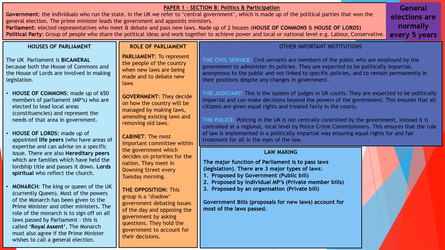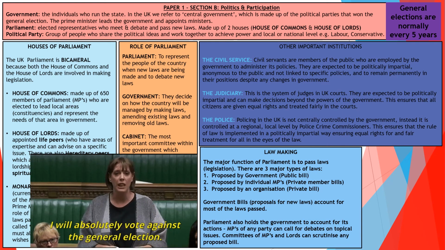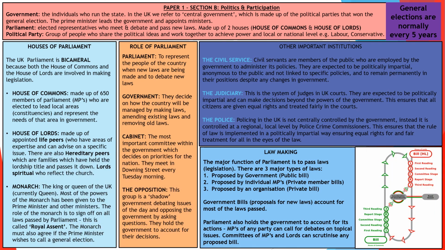Government bills, or public bills, are proposals for new laws, and again account for most of the laws that are passed. The Parliament also holds the government to account. So when a law is implemented or suggested, there are debates in which a law can be discussed and challenged, and there are also committees of MPs and Lords who will scrutinise any proposed bill to look for flaws or errors. In the lawmaking process, a bill will pass between the House of Lords and the House of Commons several times in what we call political ping pong, or parliamentary ping pong, as they work out the errors and the bugs and mistakes and prepare it to be passed into law.